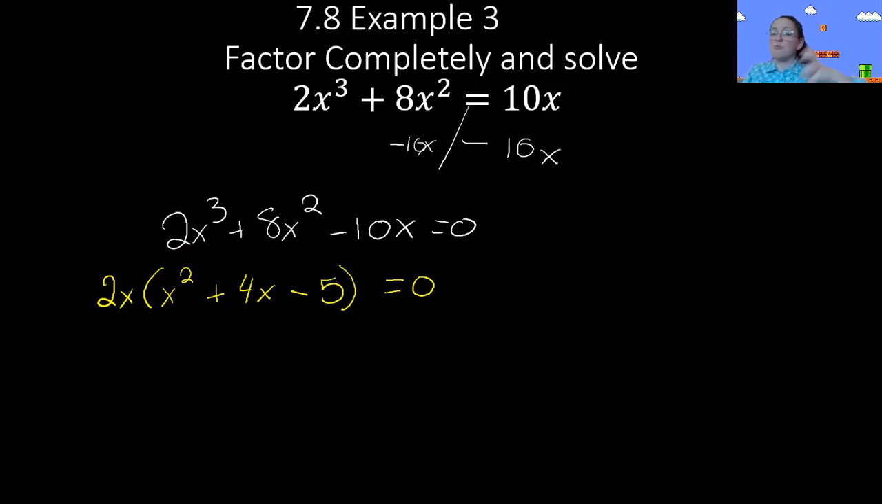So now I have a trinomial. We're going to ignore that 2x for a hot minute. Remember, that's our little GCF. He's just going to hang out in front, and we're going to ignore him for a little while. And we're going to factor that trinomial that's left over.